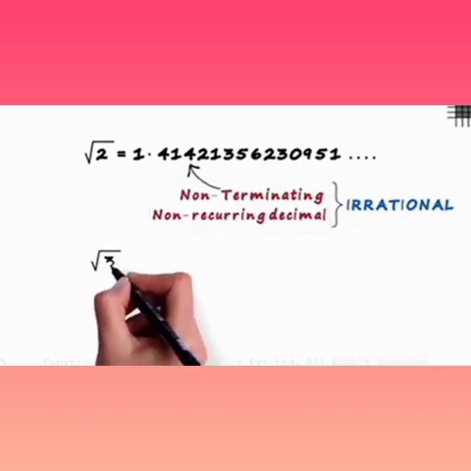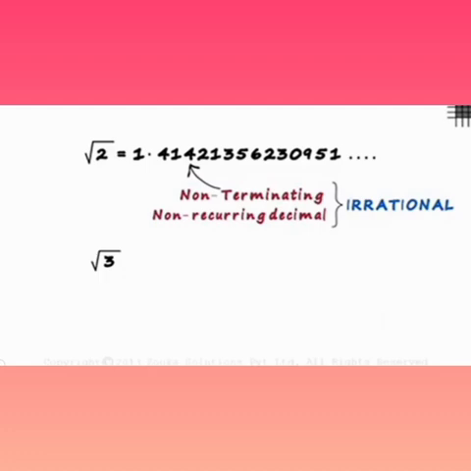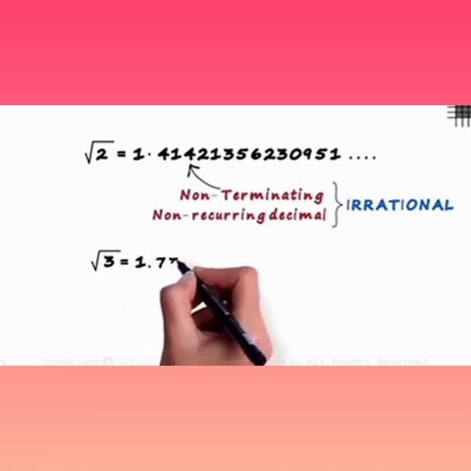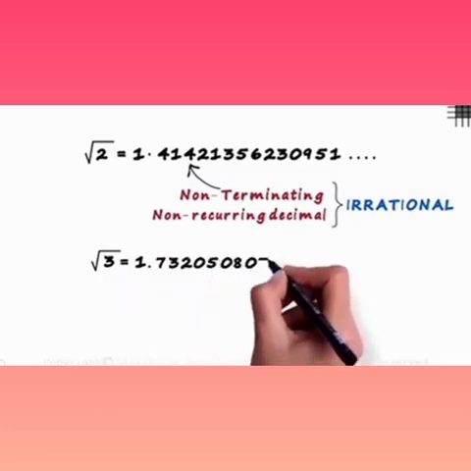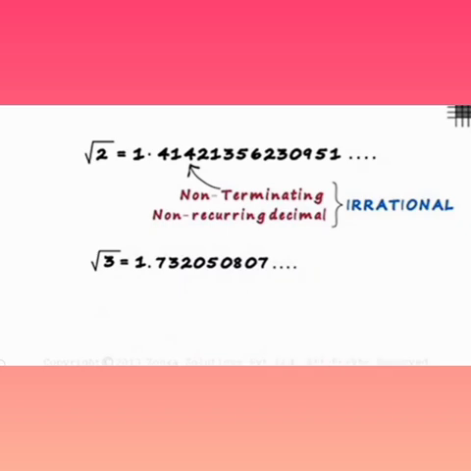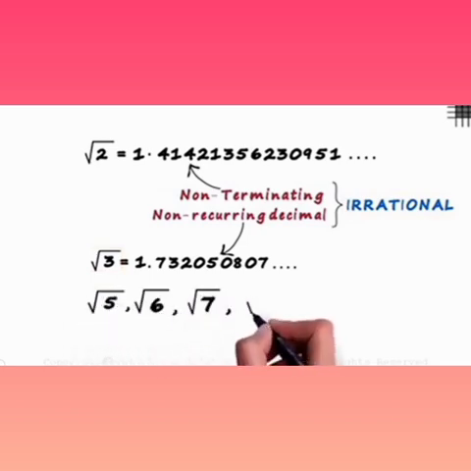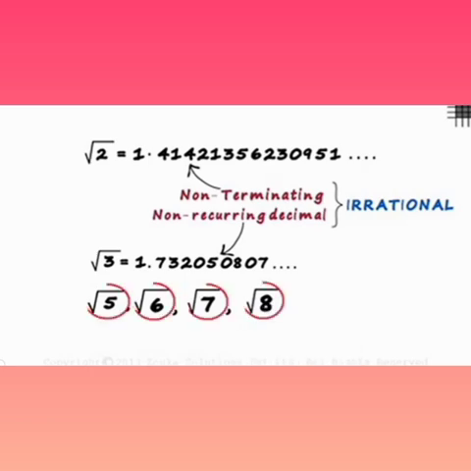Consider square root of 3 for instance. You will get its value as 1.732050 and so on. Even this decimal is non-terminating and non-recurring. So root 3 is also an irrational number. You can try calculating the values of root 5, root 6, root 7 or root 8. You will find that all of them result in non-terminating, non-recurring decimals.